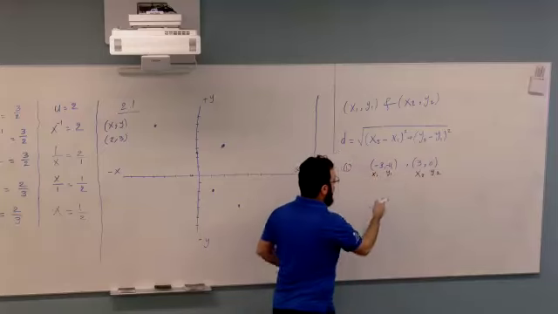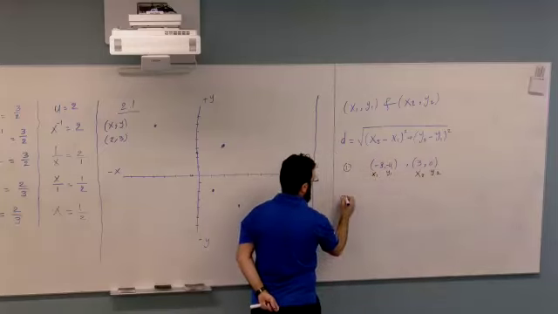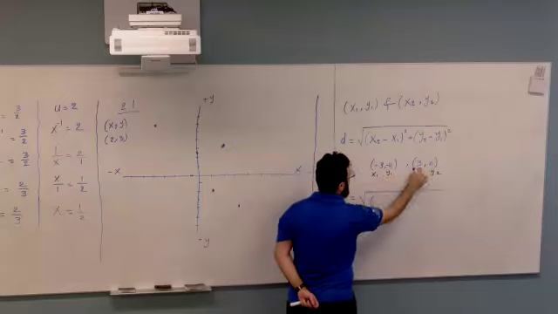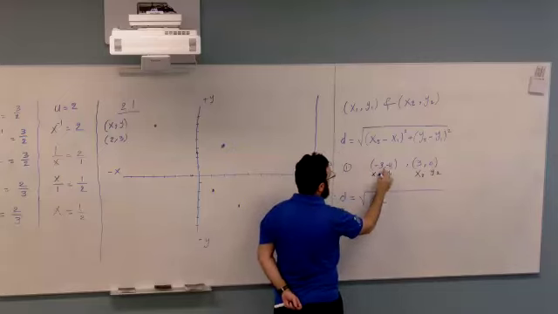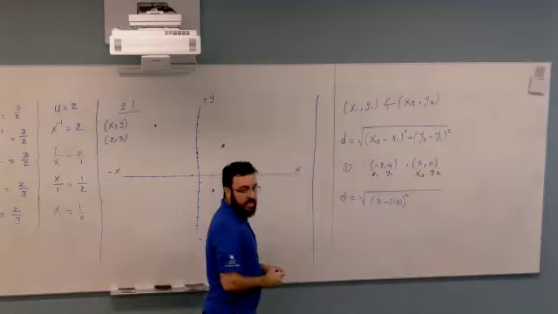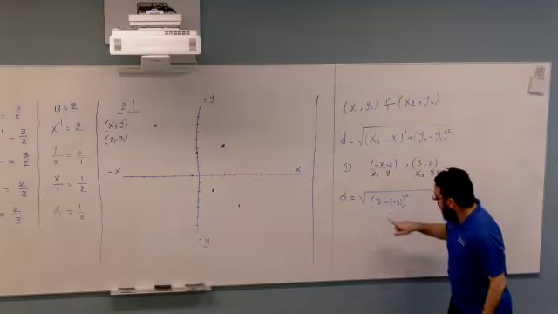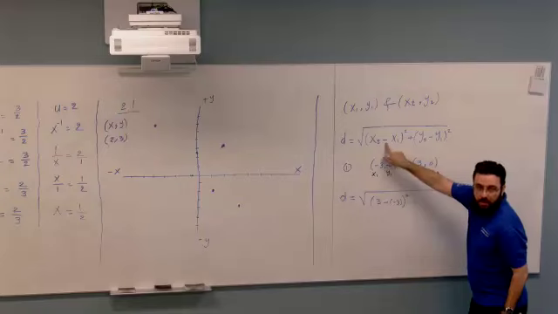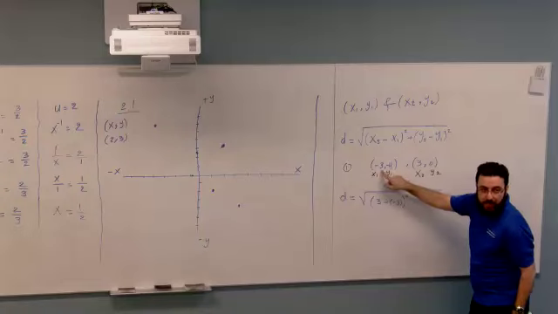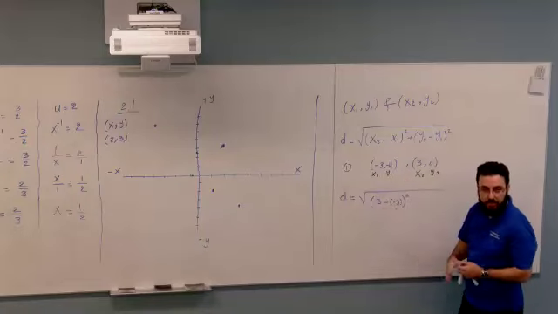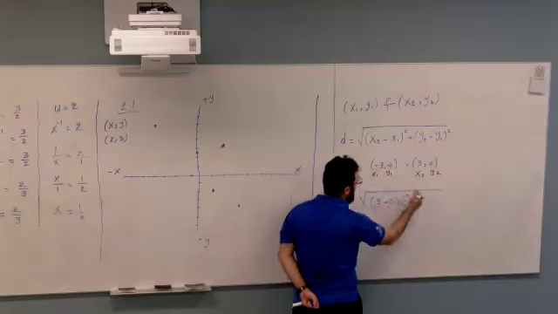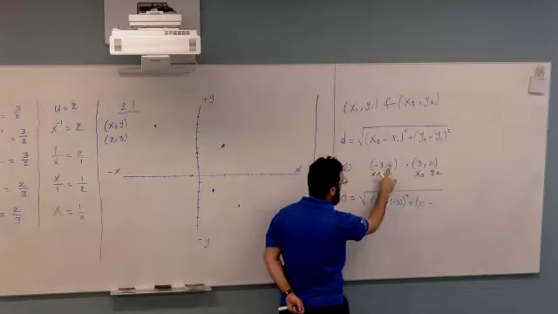Okay? So I'm going to plug these into the formula. Square root of x2, 3, minus x1, negative 3, squared. Be careful, there is a negative sign with the formula, and x1 by itself is negative 3. So you have to be careful: negative times negative is positive. Plus y2, which is 0, minus y1, negative 4.